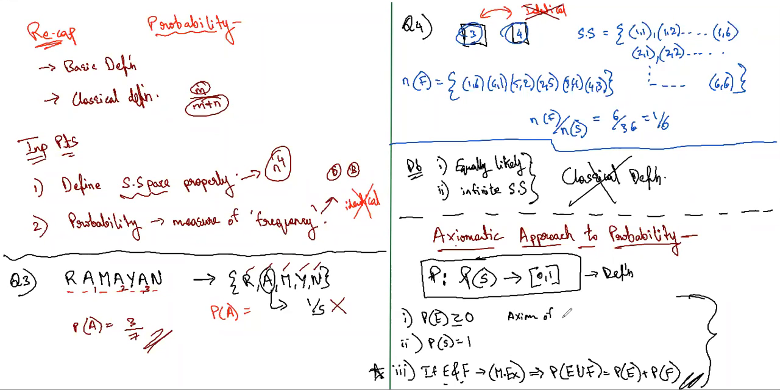Axiom of positivity. This is called axiom of certainty. So all the events, if you put together, property. And this is called the axiom of union.